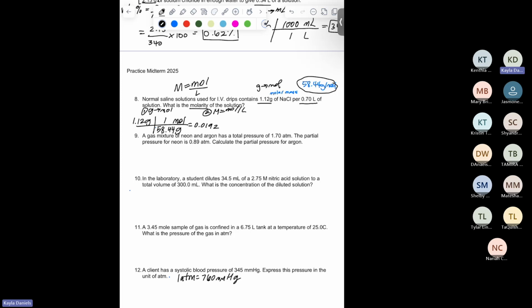All right, so now I have my moles and my liters, so now I can plug it in. Big M equals my moles I just solved for over my liters. And then I just got to divide that. All right, and that's what I got when I plugged it into my calculator.